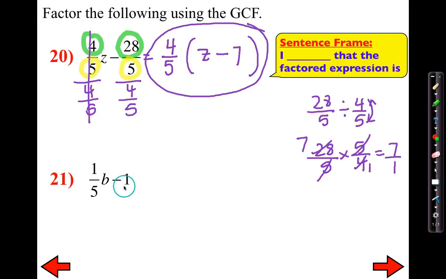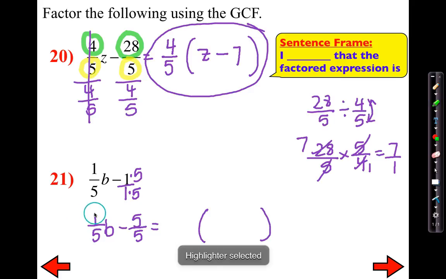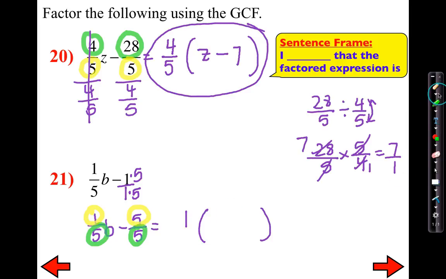Okay, so let's check number 21. I need to check that the denominators are the same, so I'm going to go ahead and put this over 1. They're not the same, so I'm going to have to change this by multiplying it by 5, which leaves me with 1/5 b minus 5 over 5. So here what I'm going to do now is start with some parentheses and take a look simply at the numerators and the denominators. Between 1 and 5, the only thing those two numbers have in common is a 1. And for 5 and 5, a factor that both those numbers have in common is a 5.